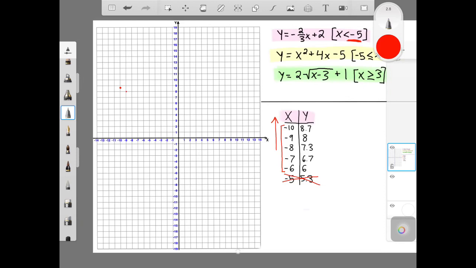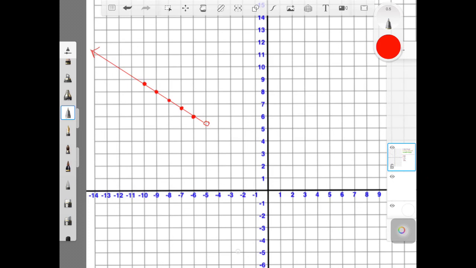I graphed the coordinate negative 9, 8 next, and continued with the other points. I plotted negative 5, 5.3 with an open circle, and I connected all the points with a straight line, and then I finally put an arrow at only one end of it.